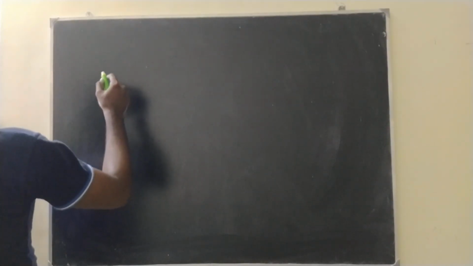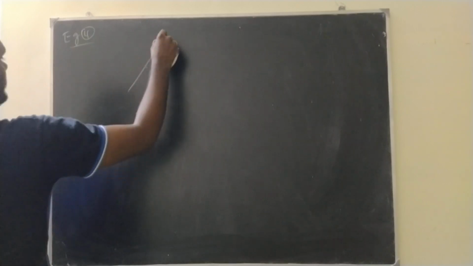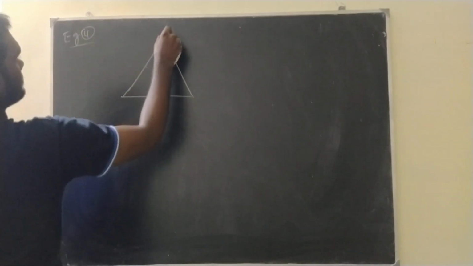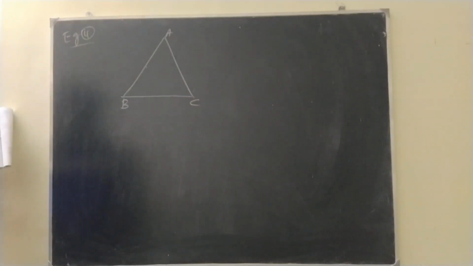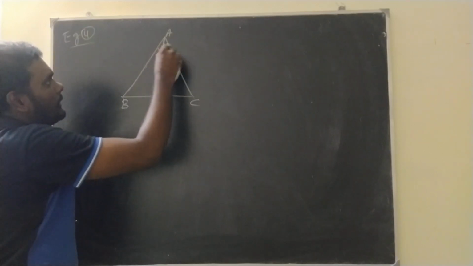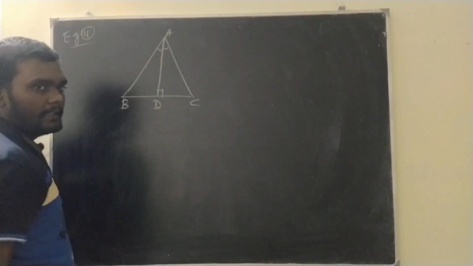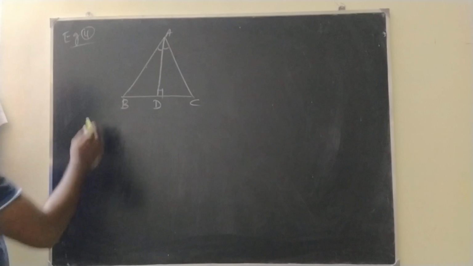In question number 4, example 4, it is given that in a triangle ABC, the bisector AD of angle A is perpendicular to side BC. Then we need to prove that.